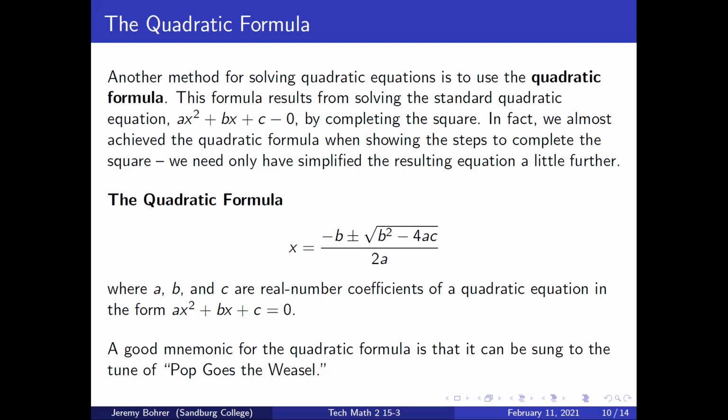X is equal to negative b plus or minus square root of b squared minus 4ac all over 2a.